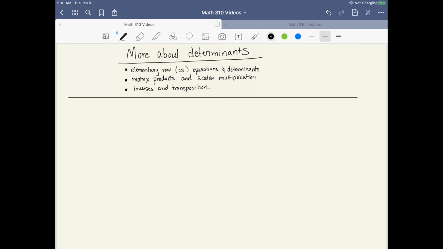In this video, we're going to be talking more about determinants, and I'd like to go over some ways that you can calculate them besides the cofactor expansion that we talked about last time. We're going to be looking at the effect of elementary row and column operations on the determinant first, and then we'll move on and talk about matrix products and scalar multiplication and formulas for inverses and the transpose of a matrix. So let's take a look at some common row operations and see what happens to the determinant.